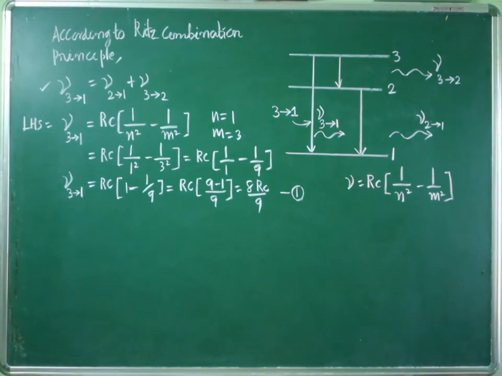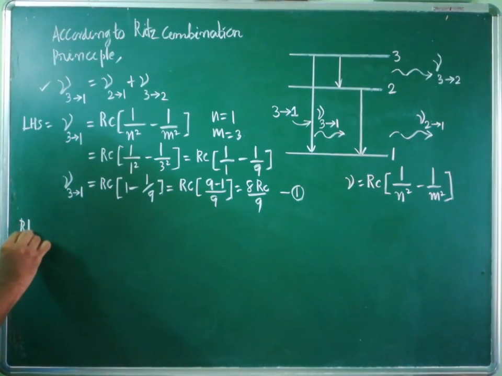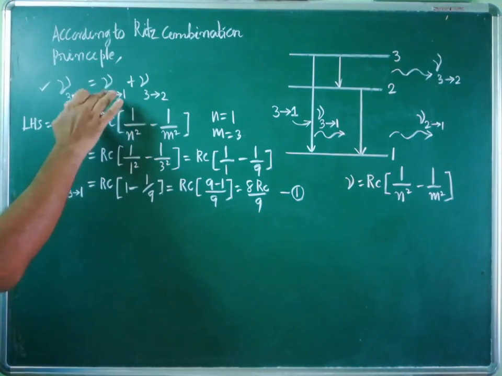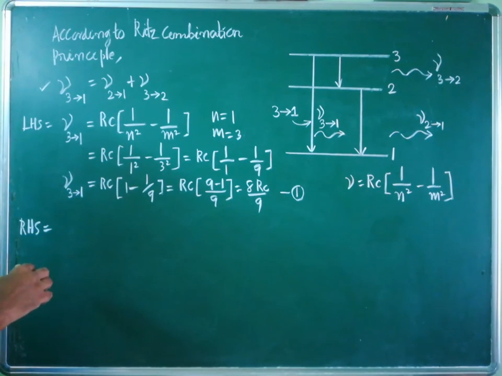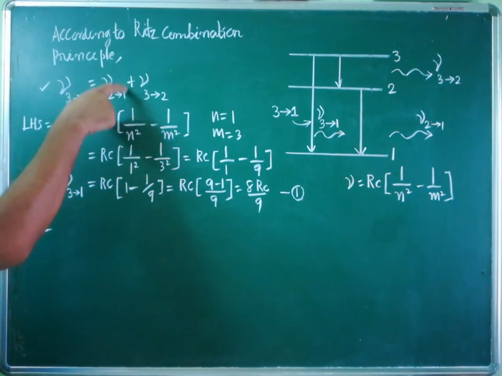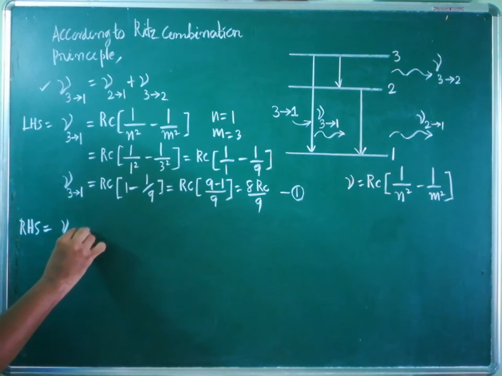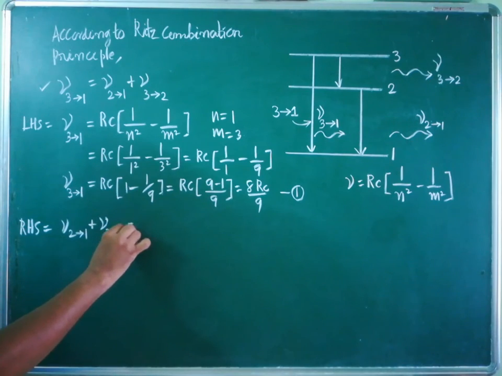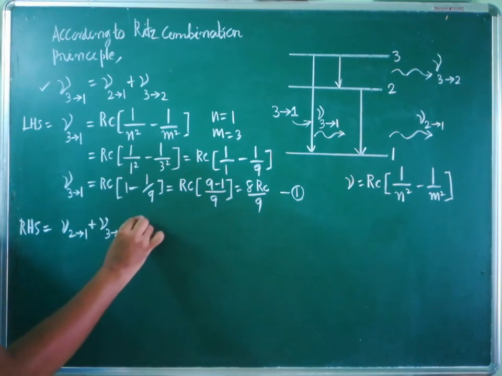Now we are going to see the RHS part. In the RHS, two things are given. As calculated here, we have to find this factor and this factor, and later both of them are to be added. So first we will substitute the values for each factor: nu 2 to 1 plus nu 3 to 2. First I will write the equation for this transition.